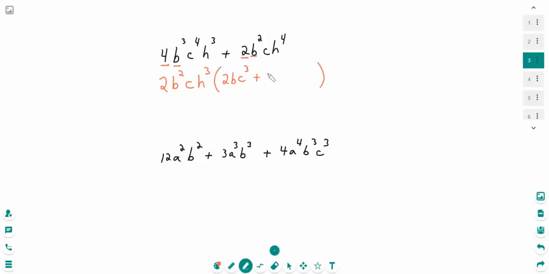2 divided by 2, well, that's 1. b squared divided by b squared, that's 1. c divided by c is going to be 1. h to the fourth divided by h to the third is going to be an h. So we really have 1 times 1 times 1 times h, which is just h. All right, so that would be the factorization of this expression.